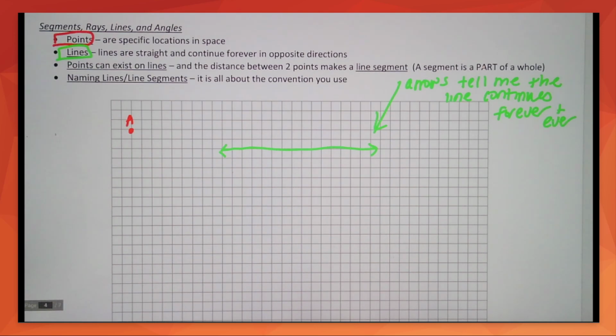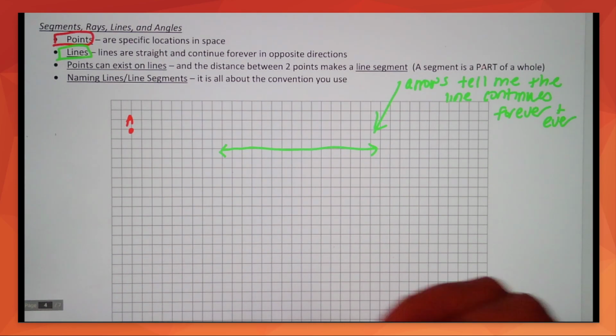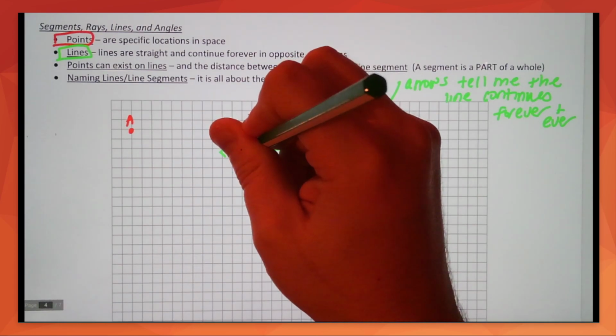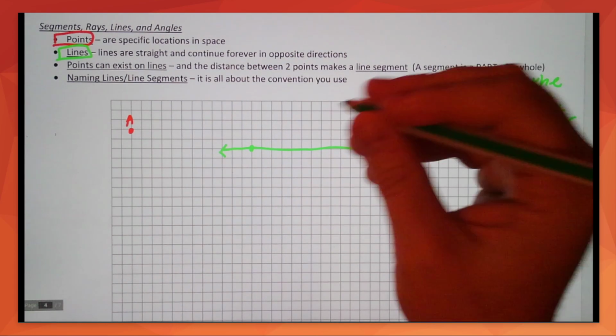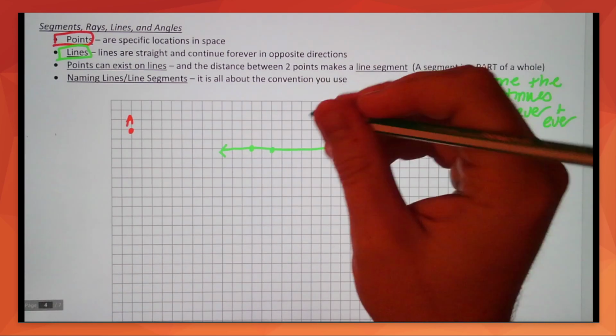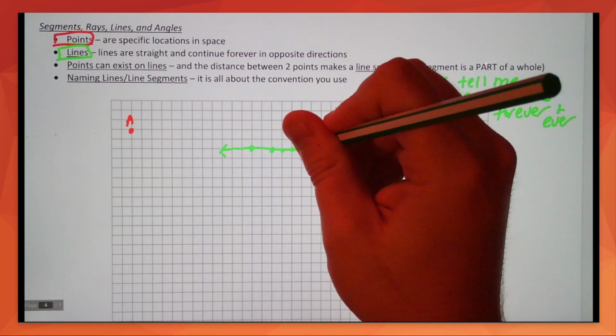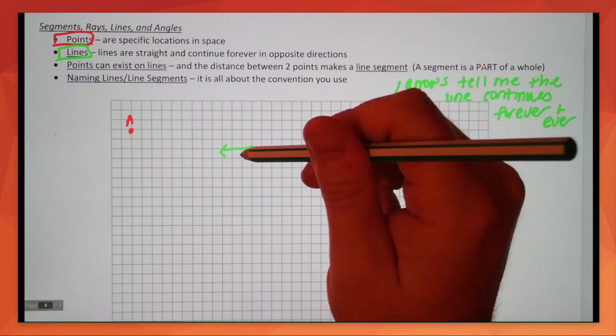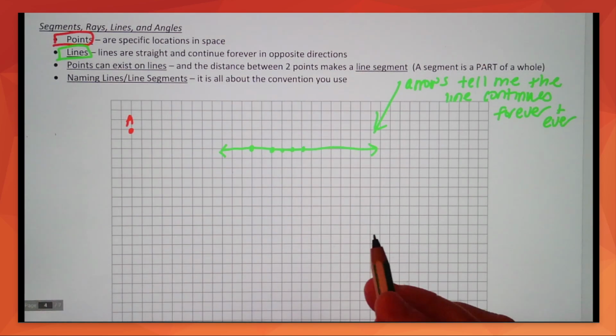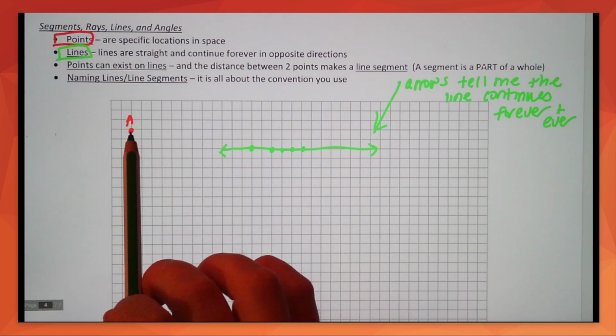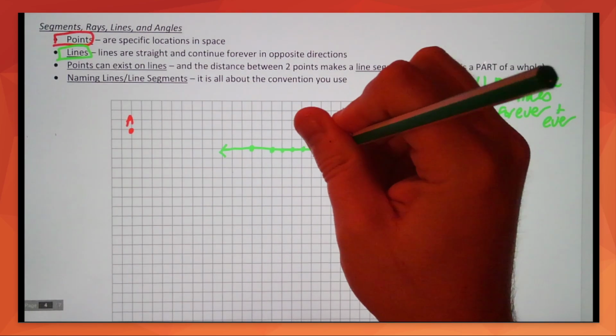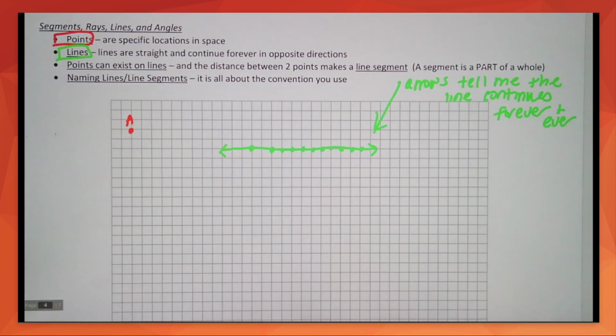Okay? But what if I asked you to pick some points that were part of or fell on this line? If I told you to pick some points, you might pick, here's a point that's on this line, here's a point that's on this line. Really, all of these are points on this line because all these little intersections here are points like we talked about before. This is a point. These points exist on this line, okay?